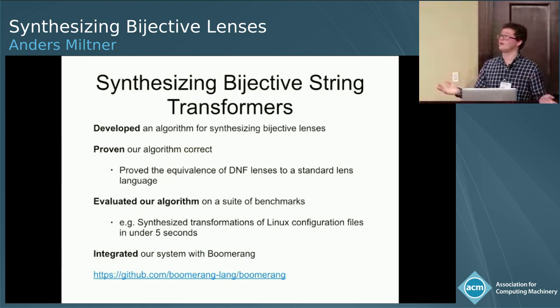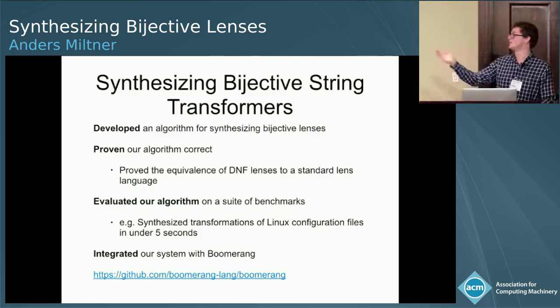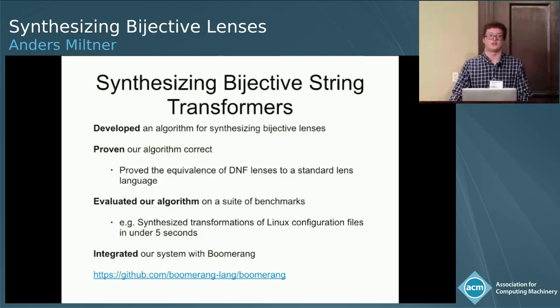So overall, we synthesized bijective lenses. We developed an algorithm for it and proved it correct. We evaluated this algorithm on a suite of benchmarks and found we were able to synthesize all of them in under 5 seconds. And we integrated our system with Boomerang, which is available at the URL. Any questions?